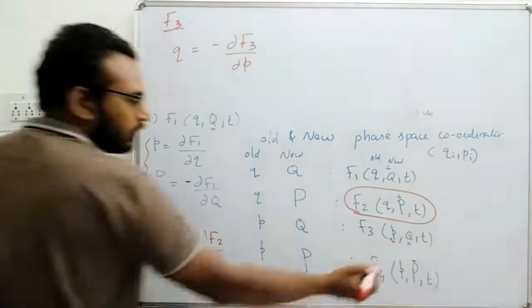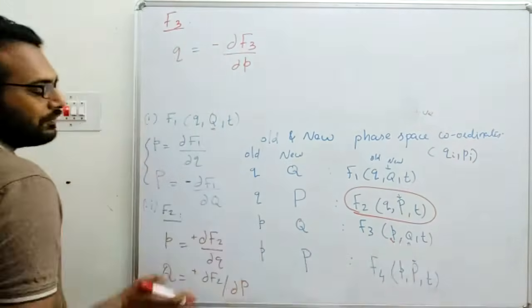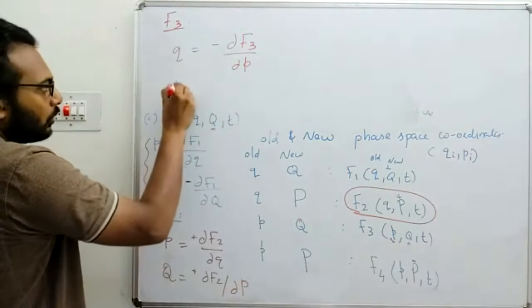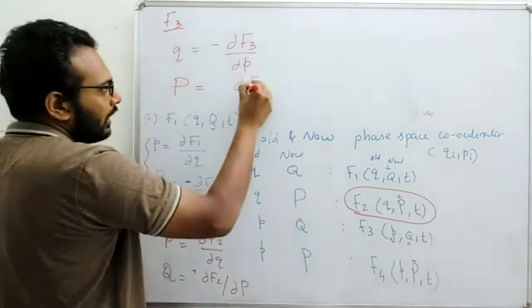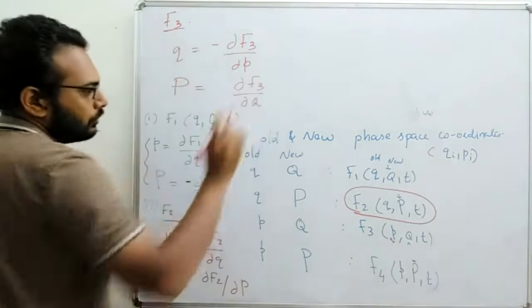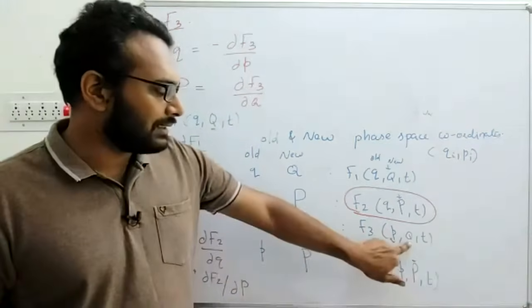Okay. So here I have got a capital Q. What you get by differentiating is the corresponding conjugate momentum, capital P, that's dou F3 by dou Q. Okay. But this Q here is in the second position. Am I right?